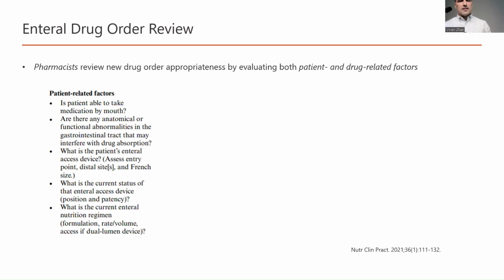What is the patient's enteral access device? Entry point, distal side, and French size. We just talked about that. What is the current status of the enteral access device? Has it been confirmed by chest X-ray? And what is the current enteral nutrition regimen? Formulation, rate, volume, and also if it's a dual lumen device.